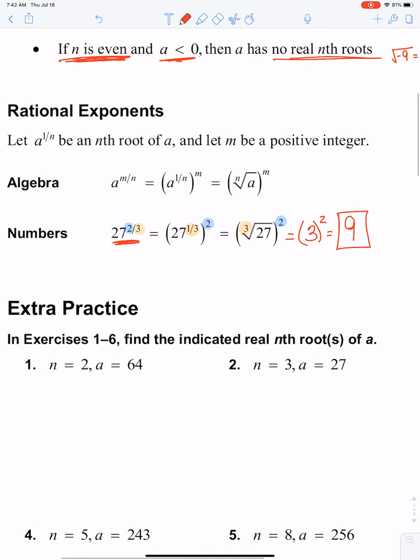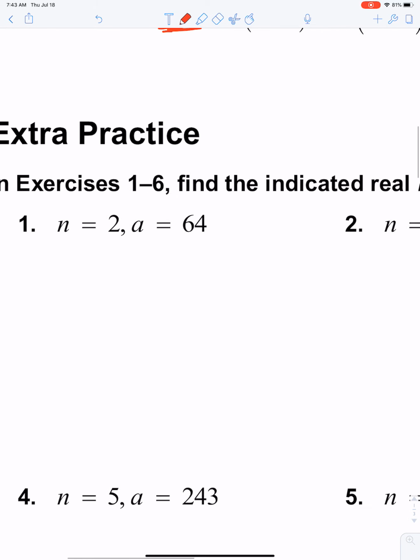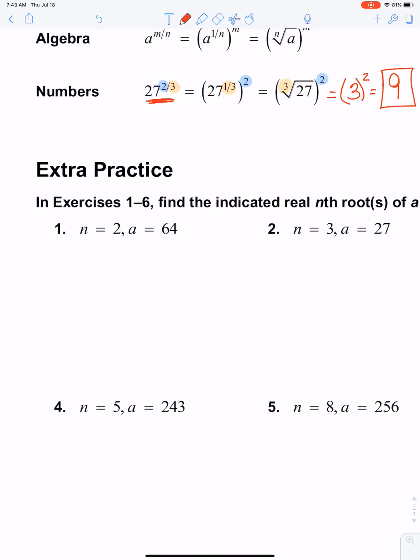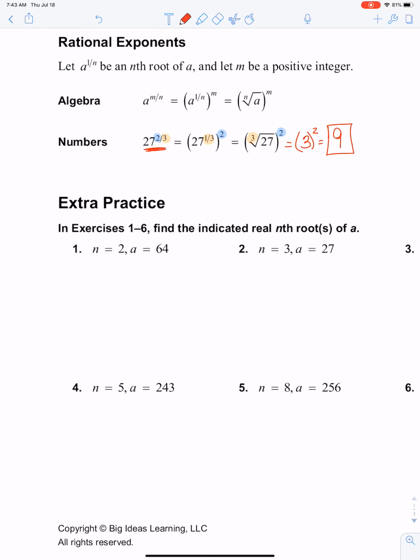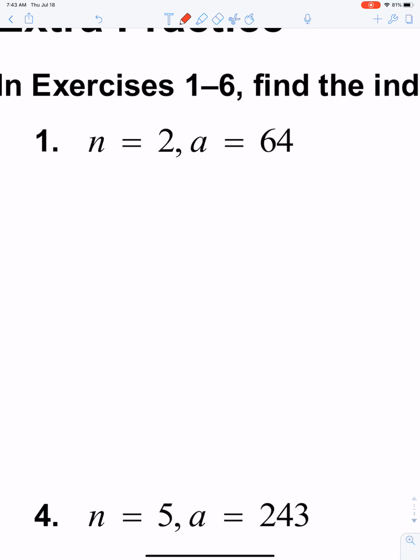I think it's time we do a little bit of practice. So let's look at this. It says, find the indicated real nth roots of a. The first part is the setup. I am going to have you write your answer in 2 different ways.